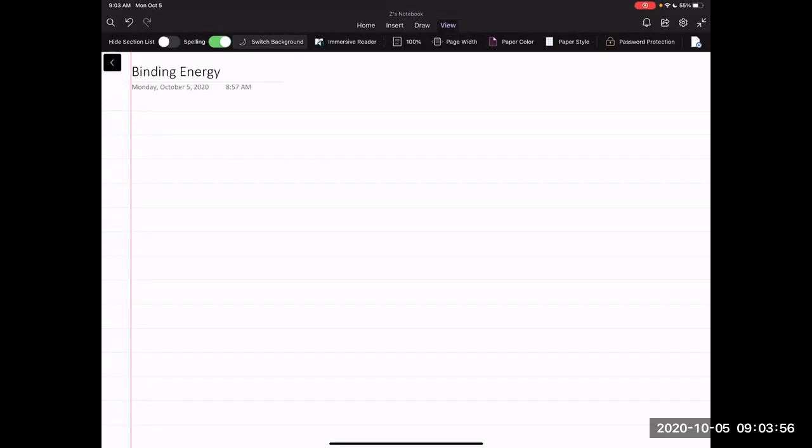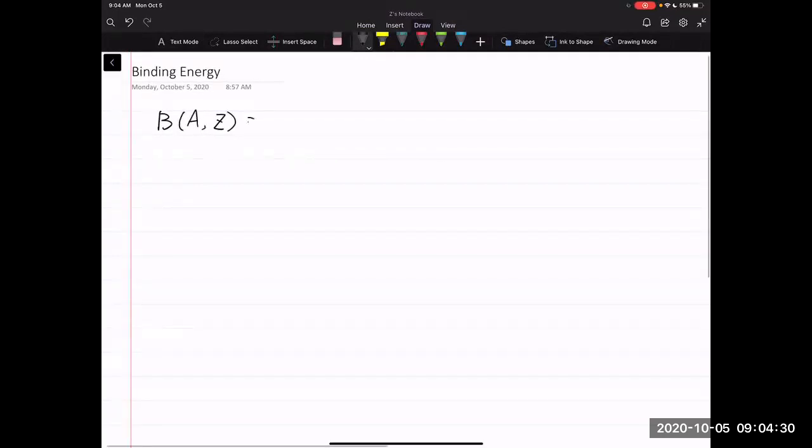Okay. So first of all, what is binding energy? Binding energy is represented by B. It's a function of the mass number A and the atomic number Z. So for a particular nuclide with A and Z, we can define the binding energy as essentially, when you pull all the nucleons apart, how much energy does it take?